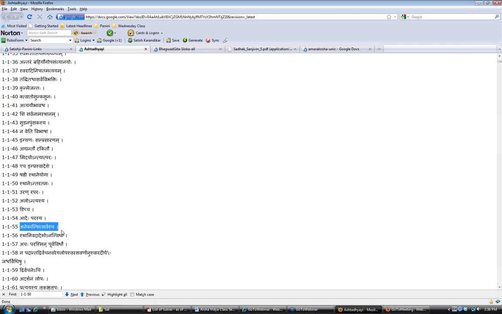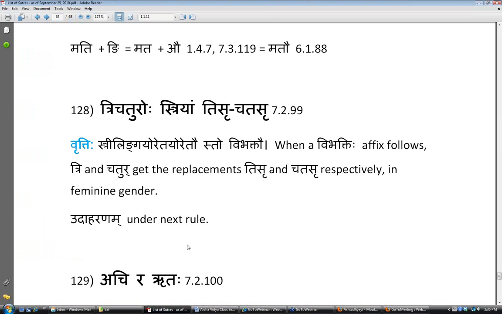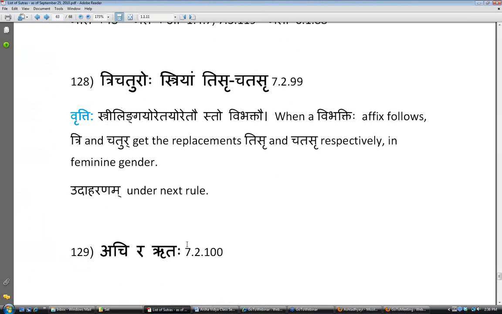It has more than one letter. So we're going to replace the entire sthani, which is 3. So let's continue from there. And the next sutram which we saw was achira ritaha.